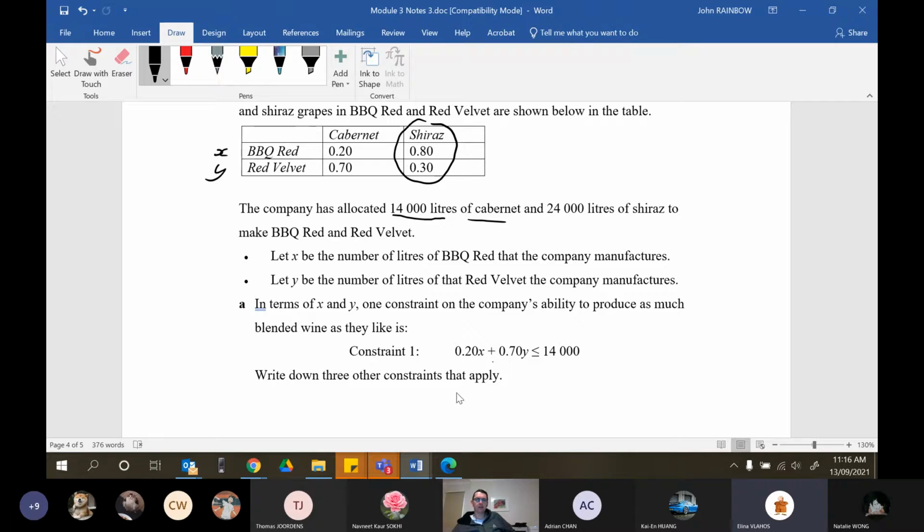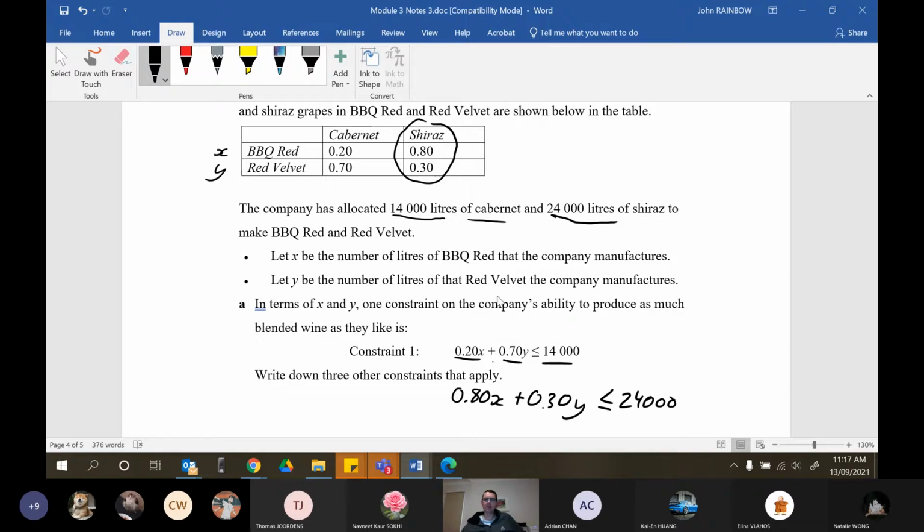So would it be 0.80x plus 0.30y has to be less or equal to 24,000? Spot on. So what you can do, guys, is sometimes you can look at what the other equations, or inequalities I should call them, are, and then you can go, hang on, if that's like that, that's like this one. So you can kind of make your way through if you do get stuck like that.